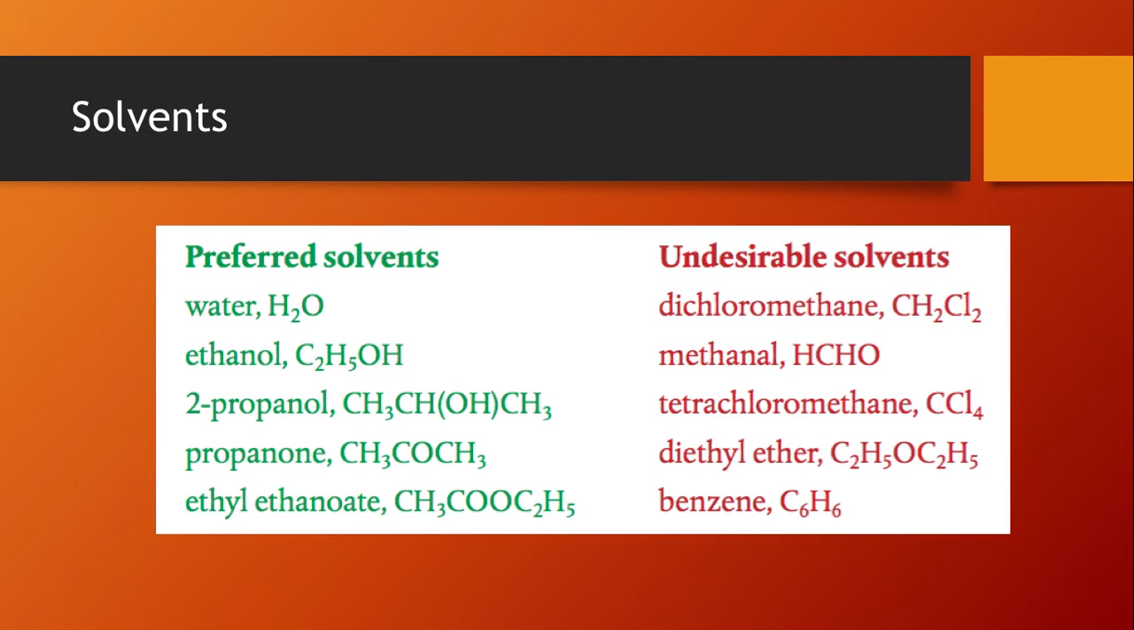So, all these factors need to be considered when a scientist decides to create a drug, what kind of solvent is used. So, here we have some preferred solvents on the left hand side, things like water, ethanol, propanone. And then on the right hand side, we have some undesirable solvents, including that dichloromethane that was previously talked about, diethyl ether, as well as benzene.